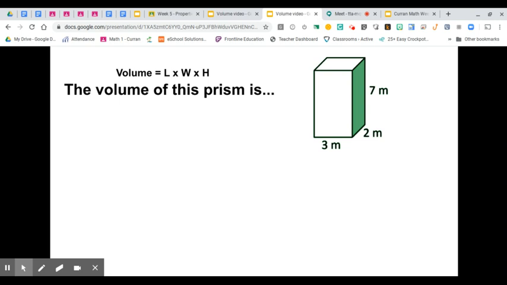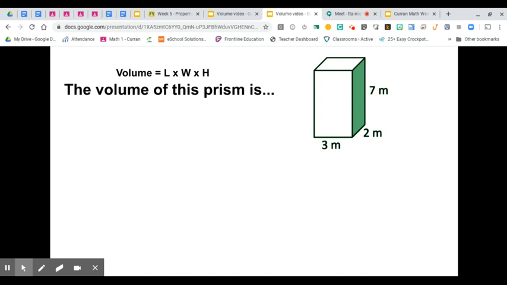Good morning, fifth grade. So last week we learned that volume is the space inside a three-dimensional figure. And we learned how to calculate the volume of rectangular prisms. If you remember, in order to calculate the volume of a rectangular prism, we have to multiply the three dimensions together. Those three dimensions being length times width times height.